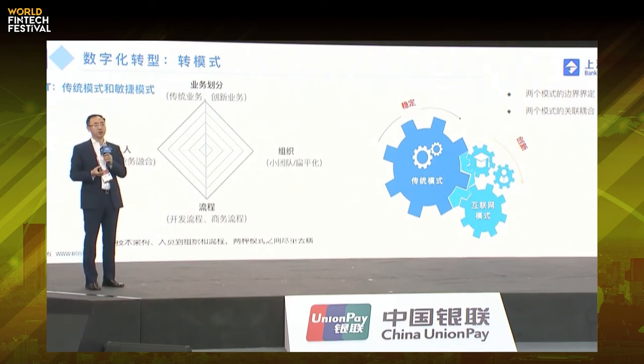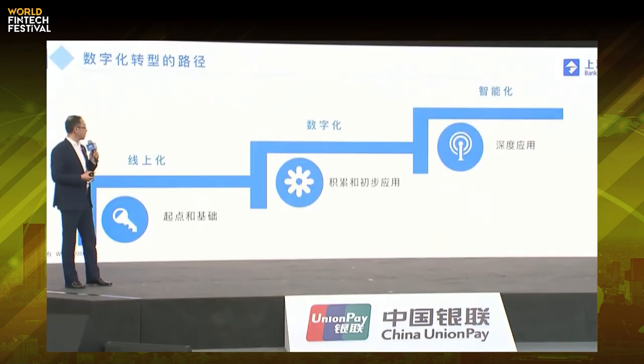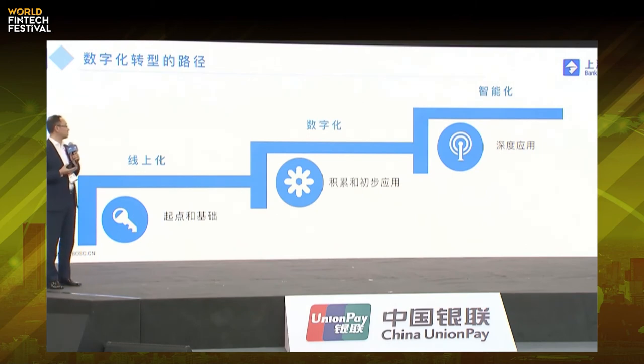And there is also a middle layer in between these two sides. You could see it as a middle desk. And the middle desk should connect these two sides in a rather sound way. This is the path of digital transformation. There are three stages: online, digitalization, and smart or intelligent applications.